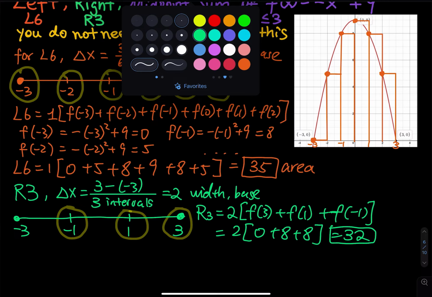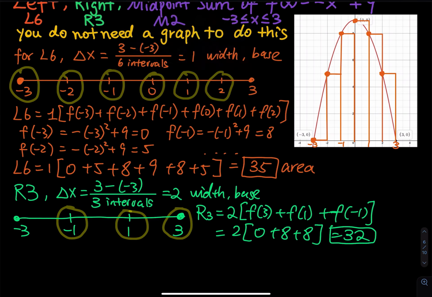So what if we are trying to do L3? Let's use this color. What if we want to do an L3? What number should we pick? All right, so let's do a quick intervals. So we have -3, and then -1, and then 1, and then 3. So you have your 3 intervals, right?